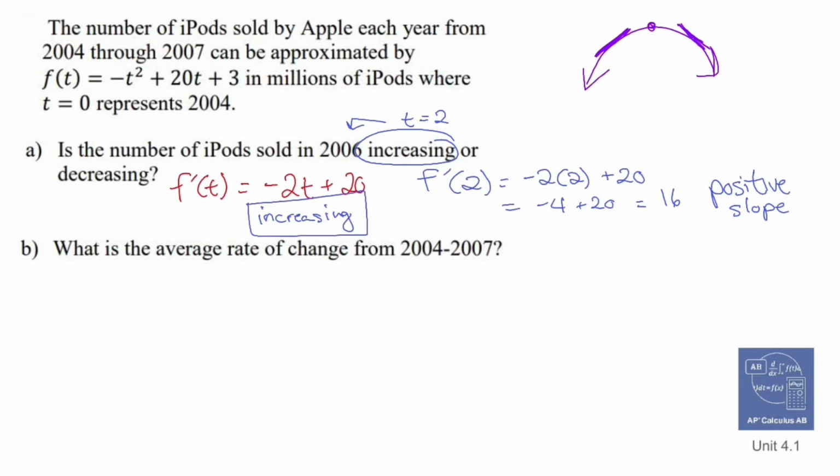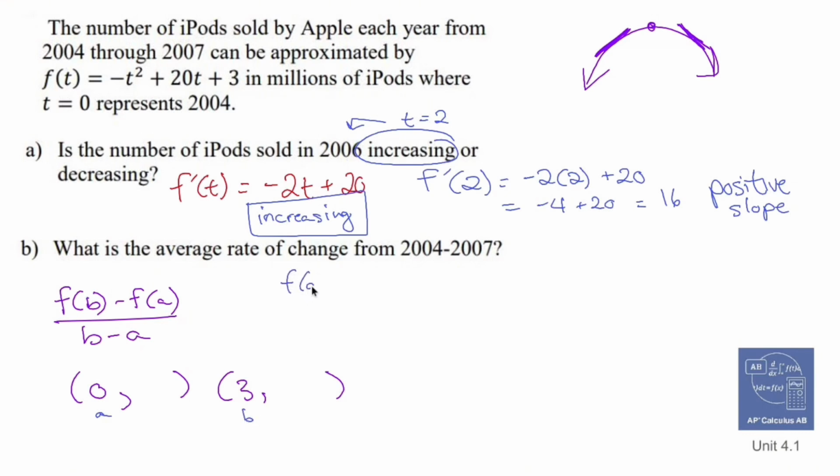Okay? Fun stuff. Now B is saying, what is the average rate of change from 2004 to 2007? So I'm going to use the average rate of change formula, which is f of b minus f of a over b minus a. The frustrating thing here is I don't have any information except for the fact that I can find out what my years are. All right? 2004 is the year 0, which means 2007 is going to be 3 years later, the year 3. Now, do I have my y values? Do I have my f of a and f of b? No, I don't. So 0 would be my a, 3 would be my b.